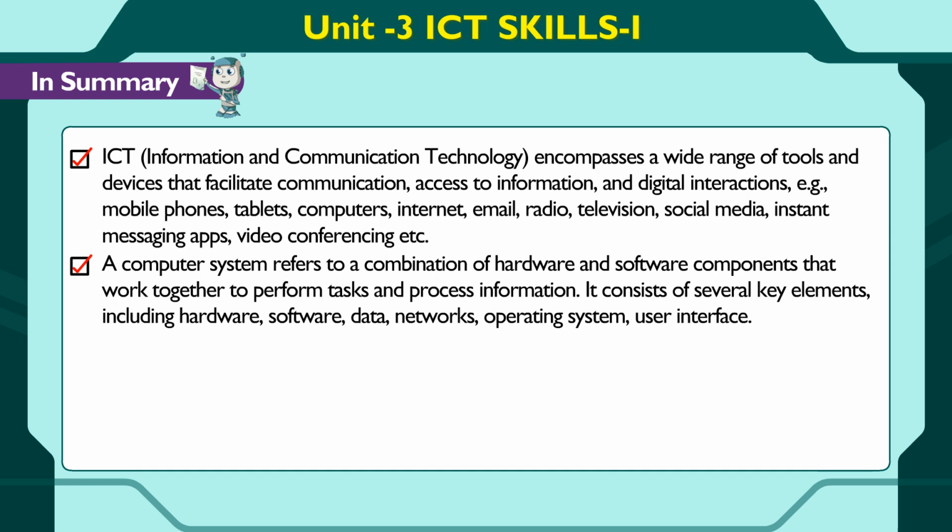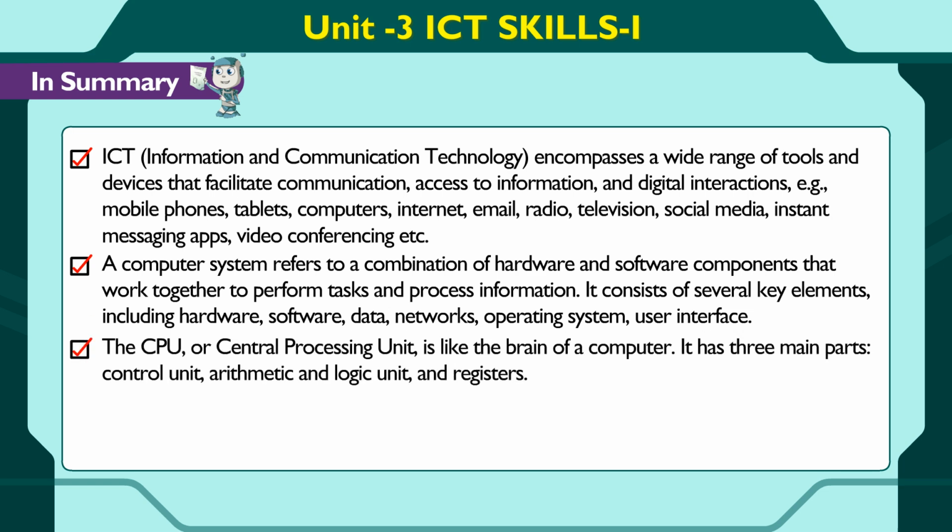A computer system refers to a combination of hardware and software components that work together to perform tasks and process information. It consists of several key elements, including hardware, software, data, networks, operating system, user interface. The CPU, or Central Processing Unit, is like the brain of a computer. It has three main parts: control unit, arithmetic and logic unit, and registers.